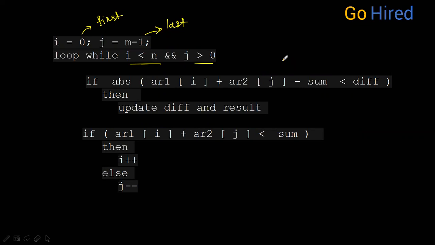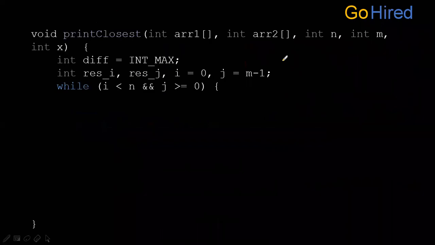Okay, let me code it. Let me see the way it is coded. So let's say printClosest is the function. I'm given two arrays, array 1 and array 2, let's say A and B. The lengths of both are n and m. Difference, initially I'm making it very large so that if I find a minimum distance, I can update it.